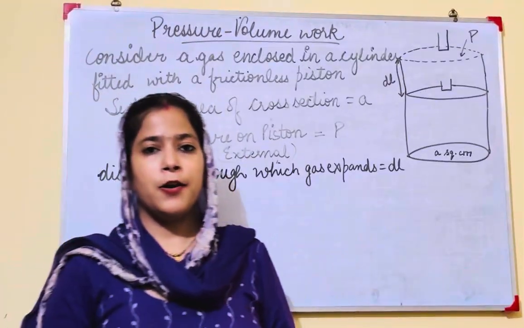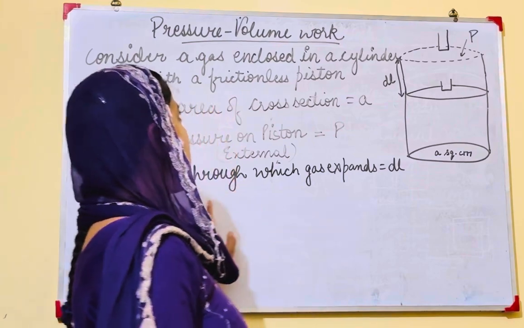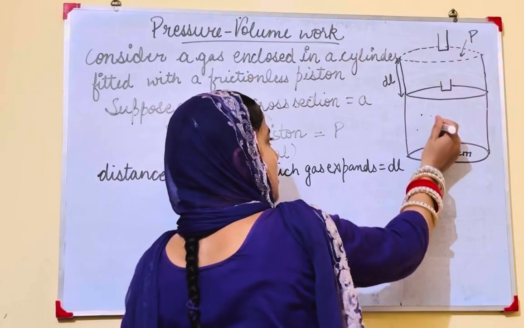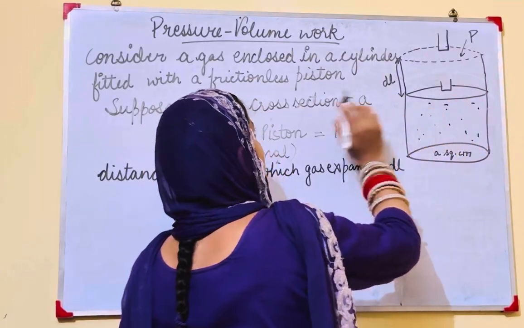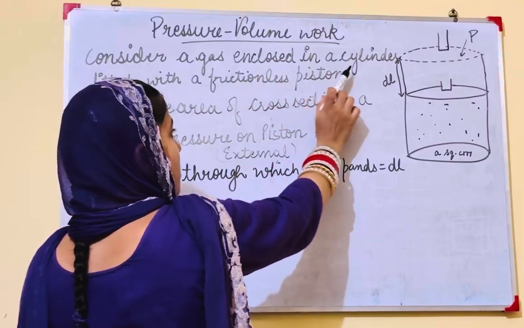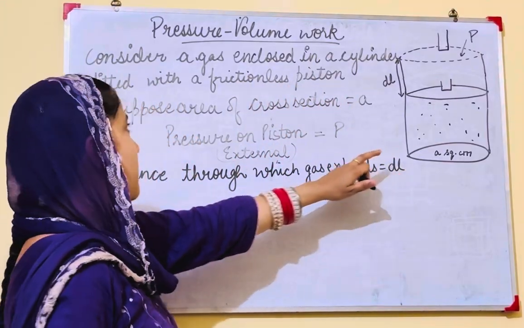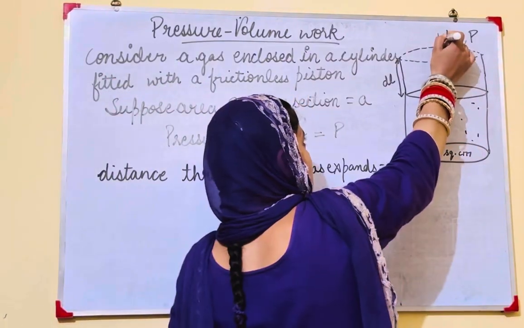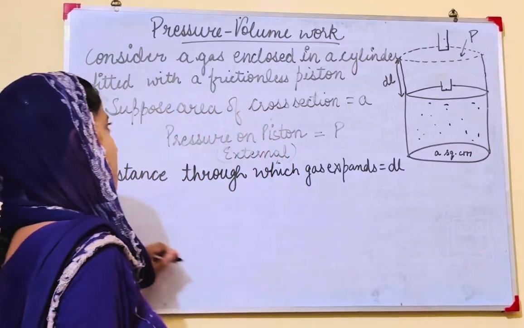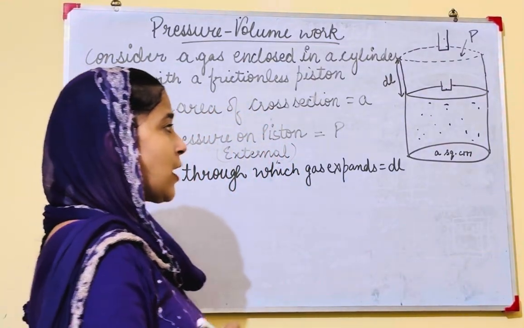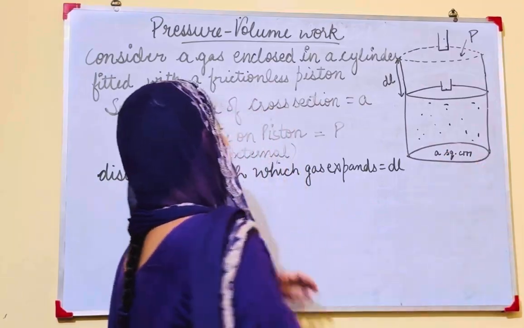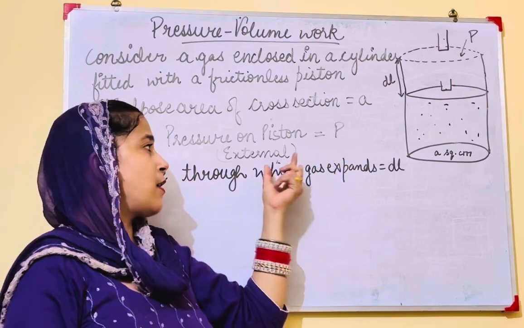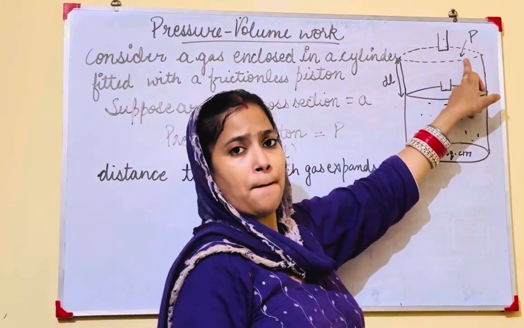Let's begin. Now for pressure-volume work, what we have to do? We have to consider a gas. Here is the gas present in this cylinder. These are gas molecules. Consider a gas enclosed in a cylinder fitted with a frictionless piston. This is basically the piston. Suppose the area of cross section of this cylinder is A square centimeter. And the pressure on the piston, meaning the pressure applied on the piston externally, is equal to P.